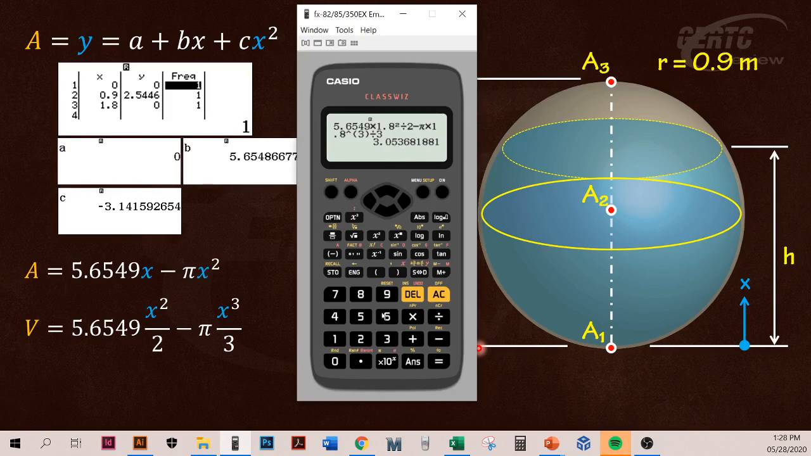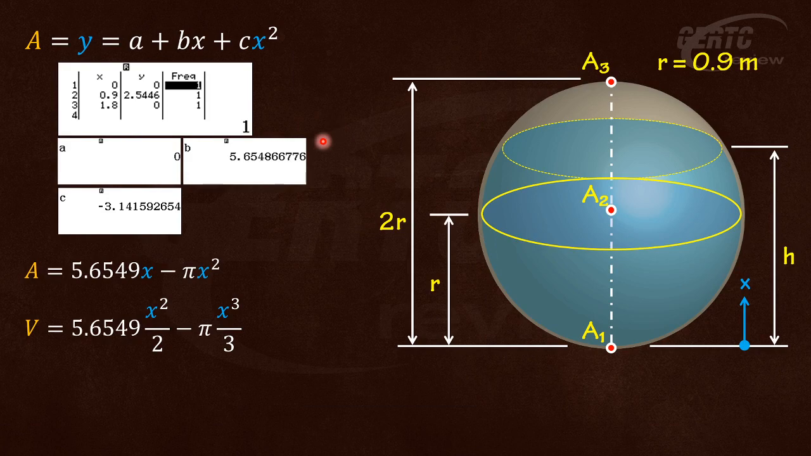3.0505368. Okay, check natin. So the formula for a volume of a sphere is 4 thirds times pi times r cubed. 0.9 cubed. Okay, correct. Any depth, you have that volume. That's very amazing. Now, so that's now easy.